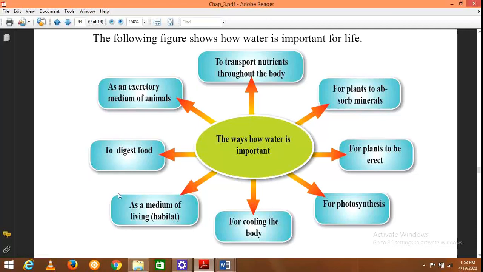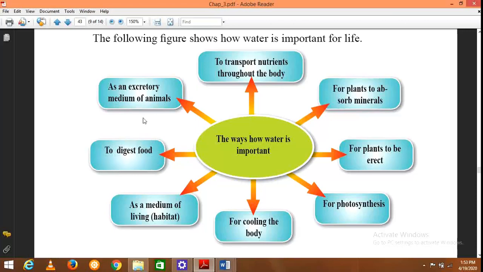And to digest food also, a liquid medium is needed. That liquid medium mainly consists of water. In our stomach there is a liquid medium, and certain secretions are added which we call gastric juice. Later you will learn about this. So for the digestion of food also a liquid medium is needed.